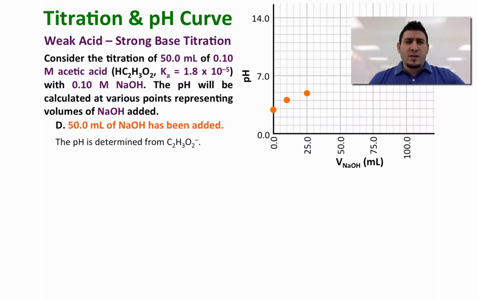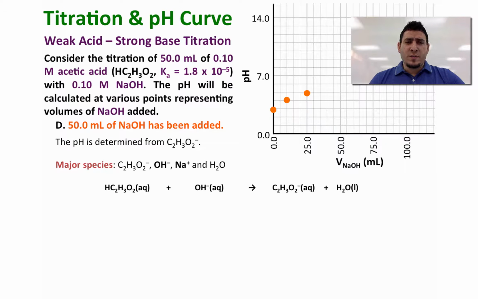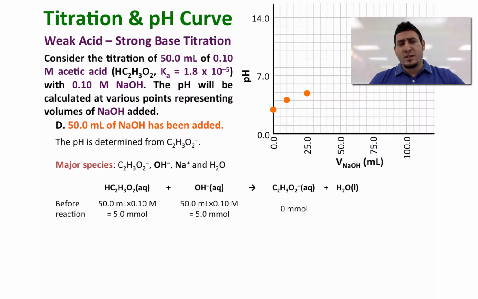In this case, the pH will be determined by the acetate. The major species are the acetate, hydroxide, sodium ion, and water. Why is that? Let's take a look at the stoichiometry. Before the reaction, we had 5 millimole of acetic acid, and now after adding 50 milliliter of the sodium hydroxide, we will also have 5 millimole of hydroxide.